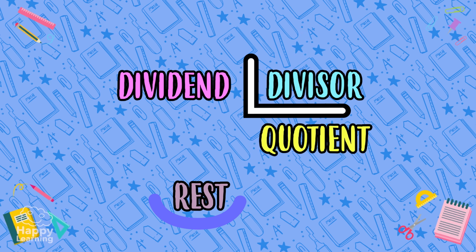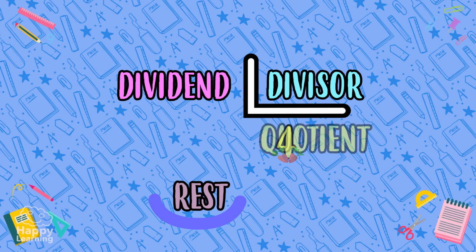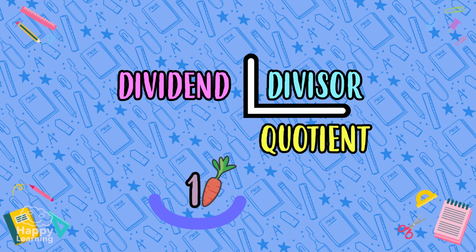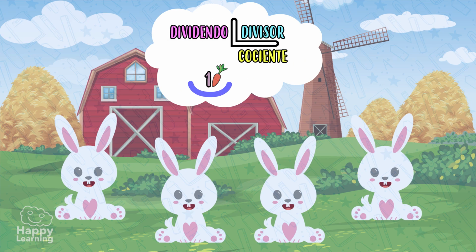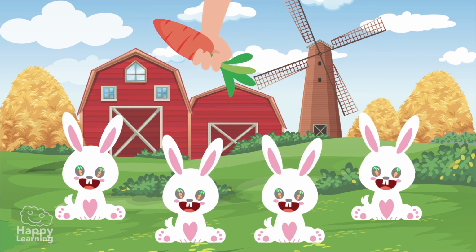The quotient is the amount each part gets. If each rabbit gets 4 carrots, the quotient is the number 4. And the remainder refers to the amount that is left over. In this case, we have 1 carrot left over, which, to the displeasure of the rabbits, is what we will keep for the next day.